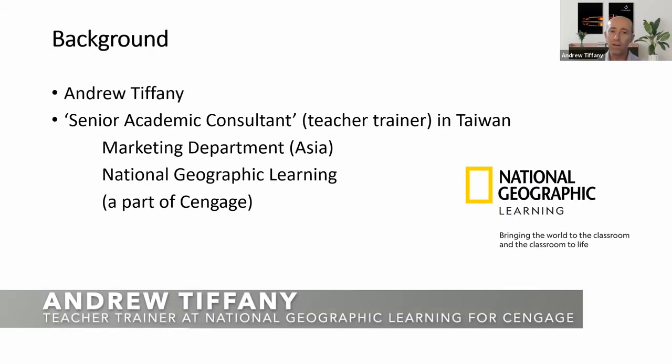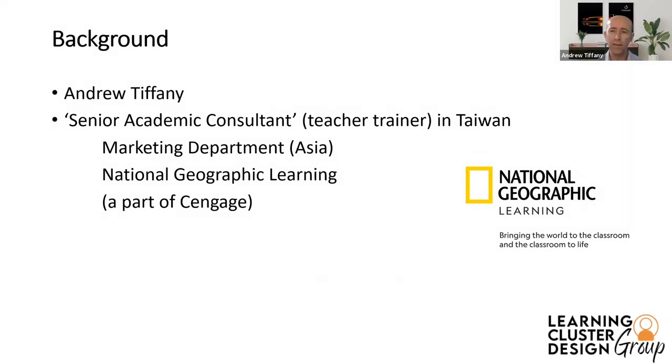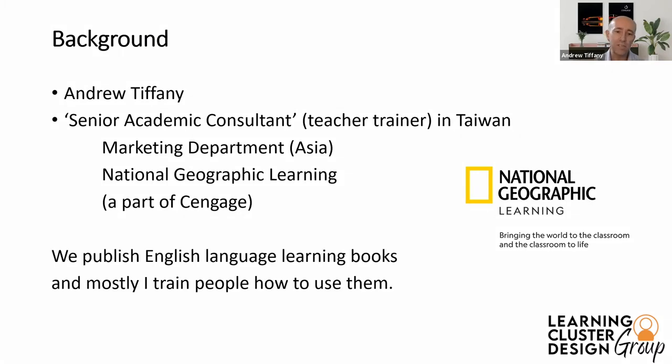So I work for Cengage, which is a publisher in a unit called National Geographic Learning. And basically what we do is we publish English language learning textbooks all around the world. I work in Asia and Taiwan, and mainly I train teachers, usually teachers, but I also train salespeople or program directors or things like that as well. So this is a little bit about my position.